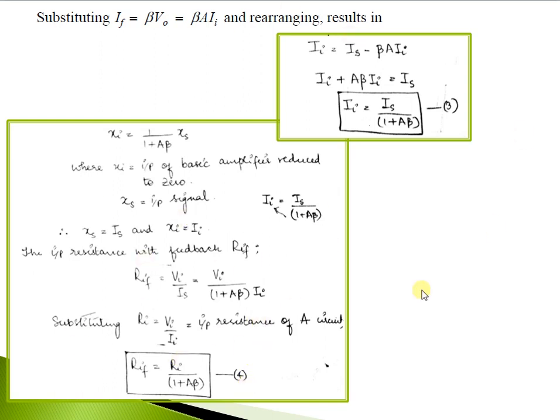From this derivation, what I understand is that the shunt connection at the input will lower the input resistance by a factor equal to the amount of feedback, which is 1 plus A beta. The lowered value of the input resistance with feedback is a result of the transresistance amplifier. The lower the Rif, the easier it is for the signal current source to feed the amplifier input.